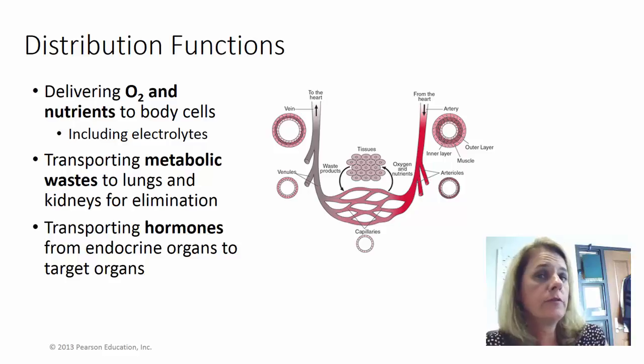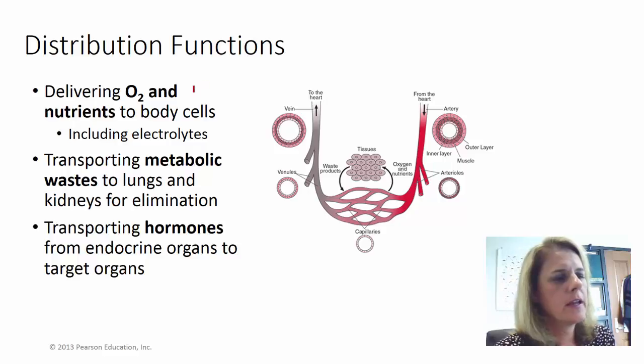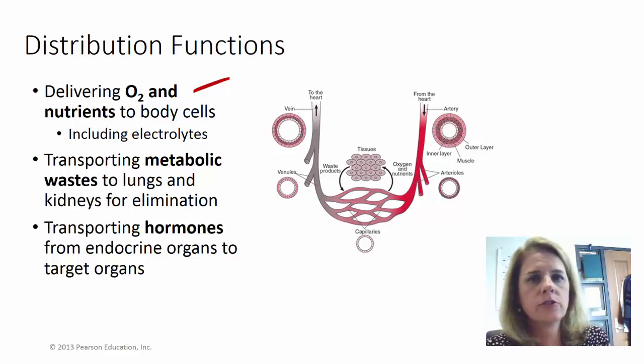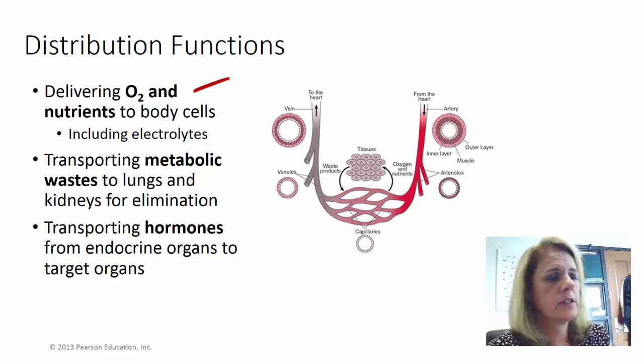So the distribution functions of blood, mainly of oxygen and carbon dioxide, and also hormones. That's the major things that it's transporting. So it's taking oxygen and sugars like glucose, proteins, fats, whatever it's carrying, to the body cells, including electrolytes. So this is going to be carried from the heart through the arteries.